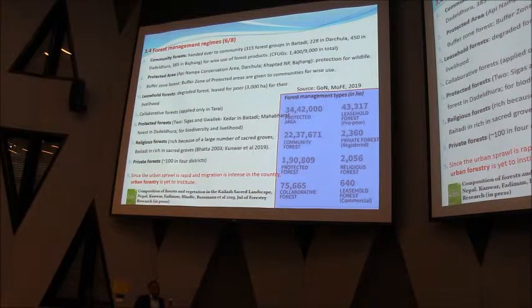Out of the 8 managed forest regimes in the country, we have reported 6 from our area: community forest, protected forest, leasehold forest, community leasehold forest for poor people, protected forest for biological preservation and livelihood, religious forest, and private forest. Since urban sprawl is on and migration is intense in the country, the urban forest is getting seized by the government.